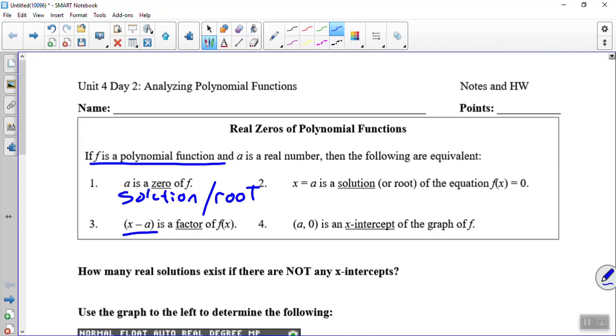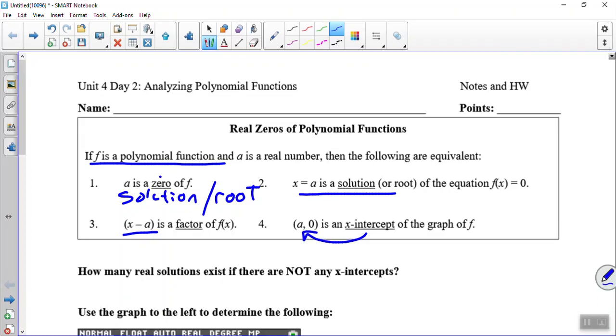Okay, here we go again. x equals a is a solution. Make sure you know zero, root, solution, it's all the same thing. You're looking for that value of x when y is 0. And the x-intercept is written as a point. All of these things are related.